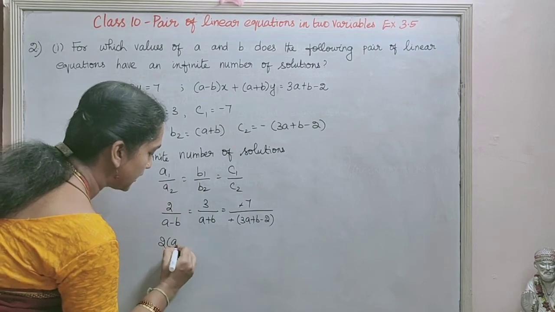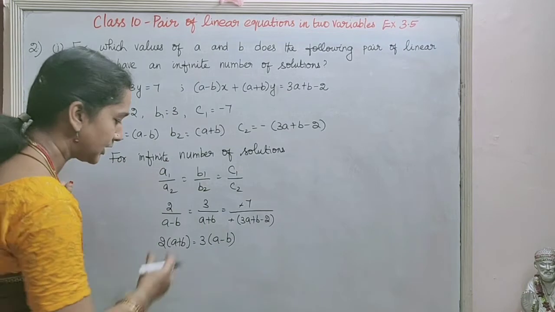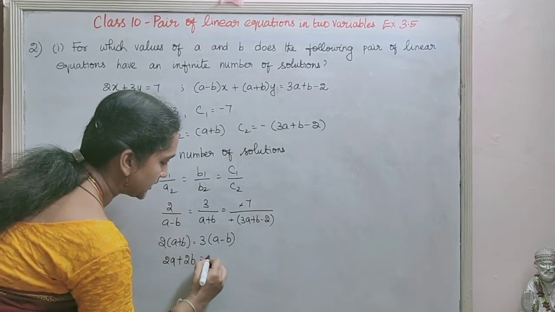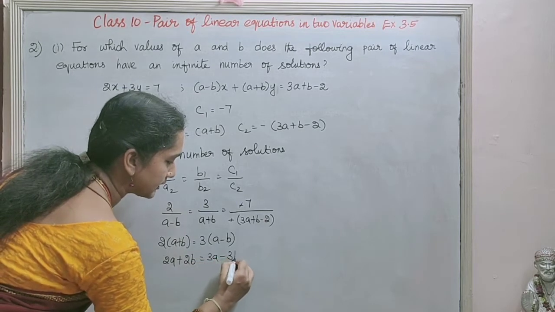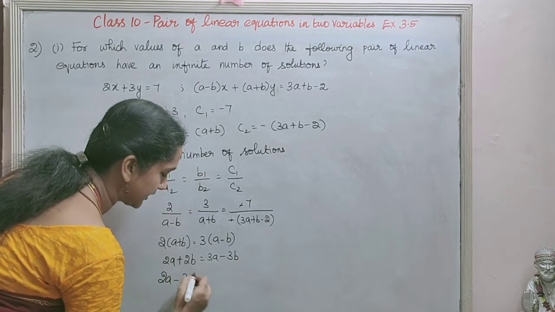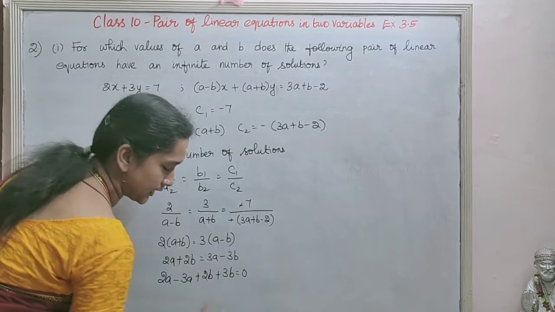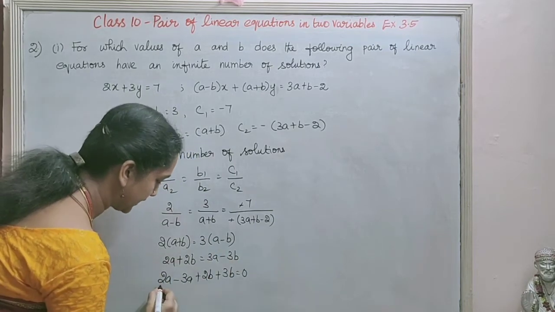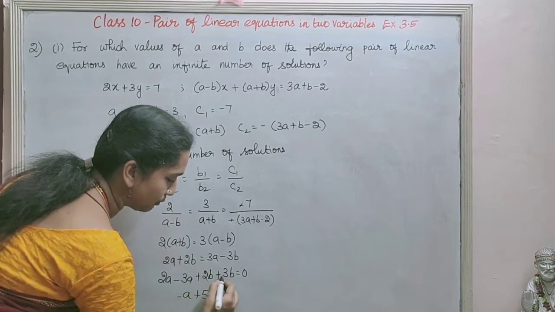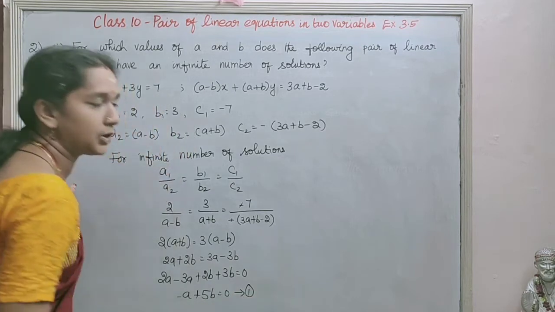So 2 into a plus b is equal to 3 into a minus b. I will simplify this first. So 2a plus 2b is equal to 3a minus 3b. So 2a minus 3a, I am bringing it to this side, plus 2b plus 3b is equal to 0. Everything I am bringing to one side. So 2a minus 3a is minus a plus 5b, 2 plus 3 is 5, 5b is equal to 0. So we got the first equation.